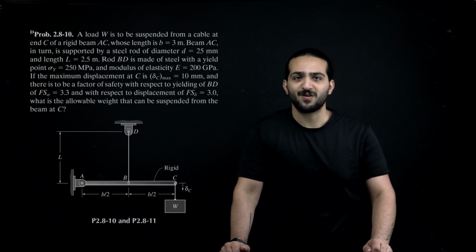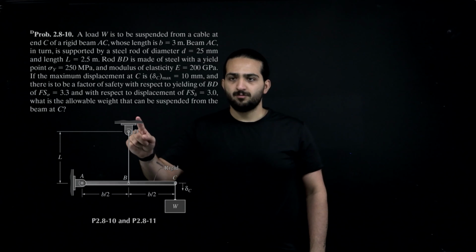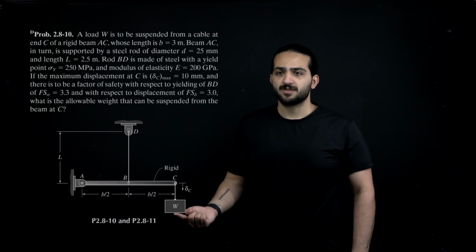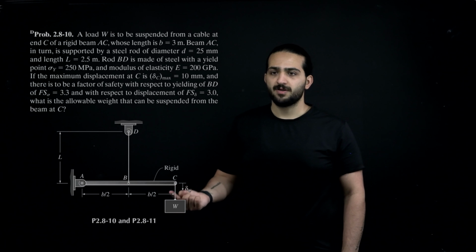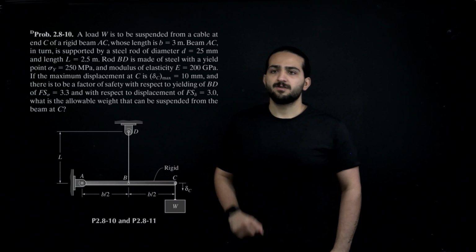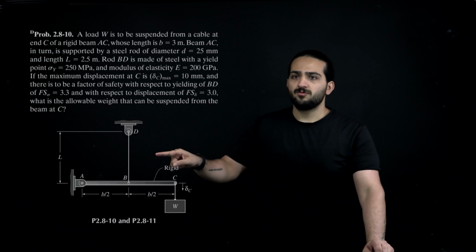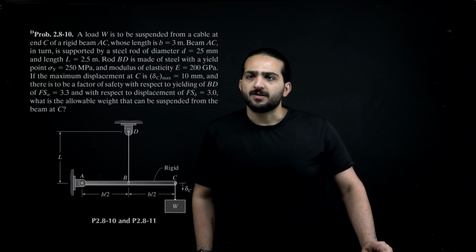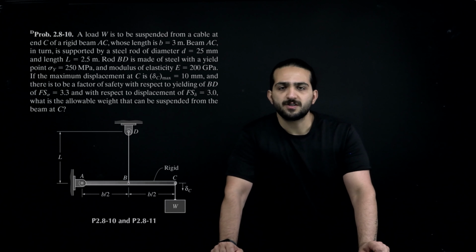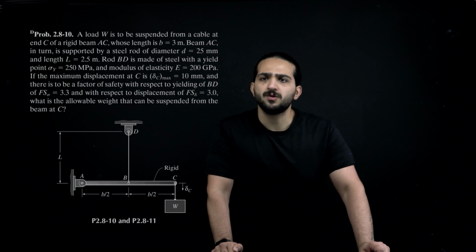Okay, let's start solving this question. In this question, you can see a rigid beam AC, which is supported by a cable BD, and a load W is suspended from this rigid beam at point C. The length of the beam is given to us, which is 3 meters. The length of this cable is also given, which is 2.5 meters. The diameter of the cable is 25 millimeters. The yielding stress of the cable is 250 megapascal, and the modulus of elasticity of it is 200 gigapascal.